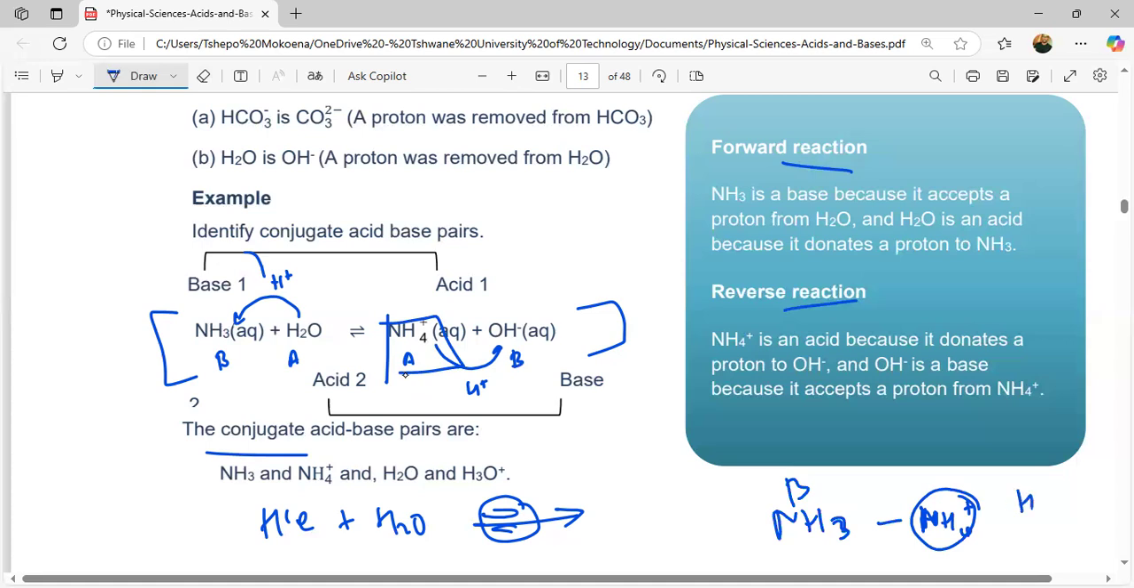If they give you water and they want the conjugate base, water is the acid according to this reaction. If they give you acid, you need its conjugate base. If they give you base, you need its conjugate acid. You get the difference. So the conjugate acid of water is going to be OH minus ion.